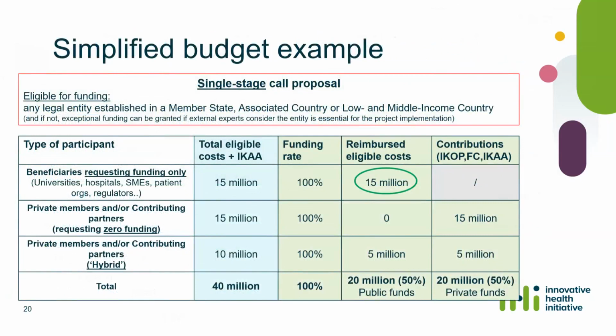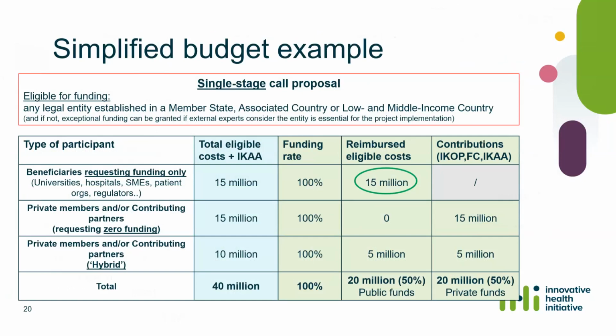And here is a simple budget example to show you what we expect to receive for single stage call proposals. As you know, in a single stage call, any entity that is established in a member state or in an associated country to Horizon Europe or in a low and middle income country can receive funding. And if it's not the case, it is still possible to get exceptional funding in case the external experts consider that the entity is essential for the implementation of the project. So those are the conditions to get funding.